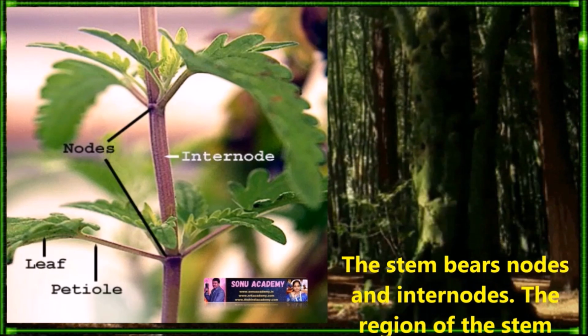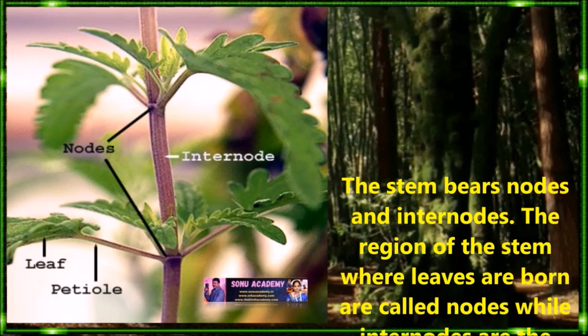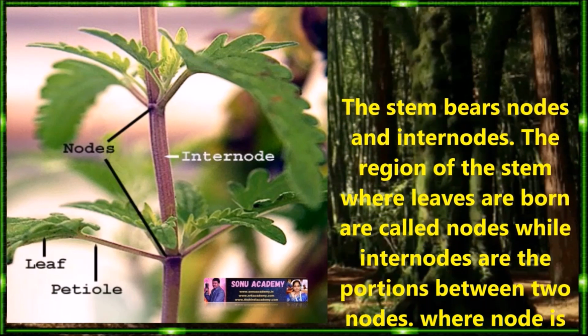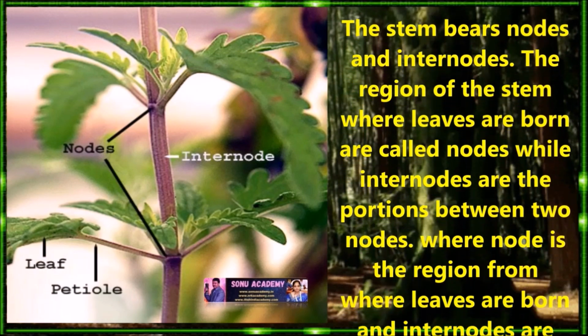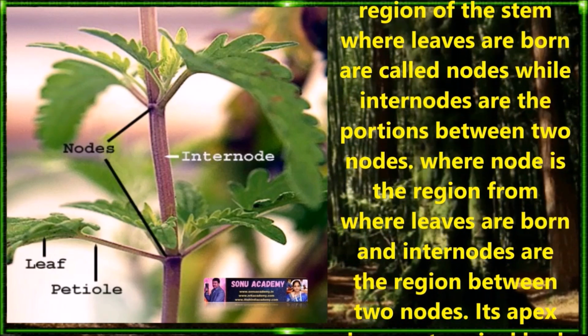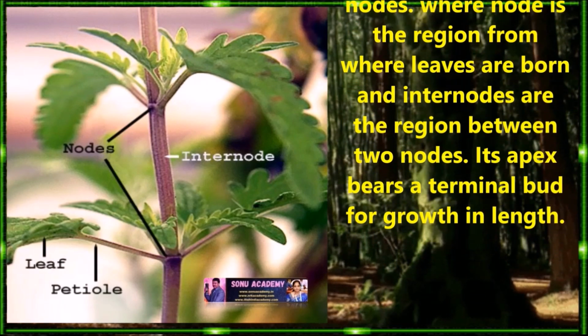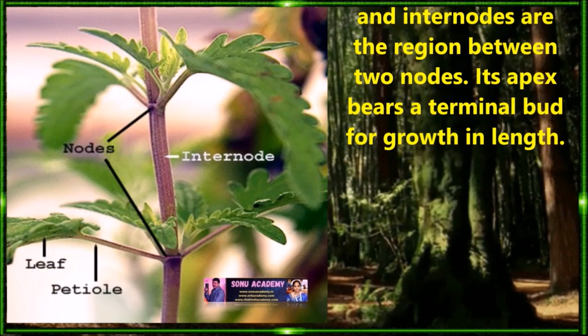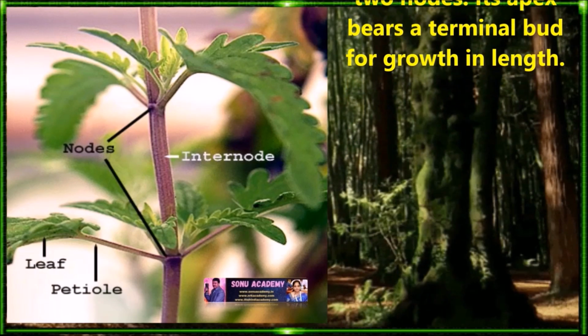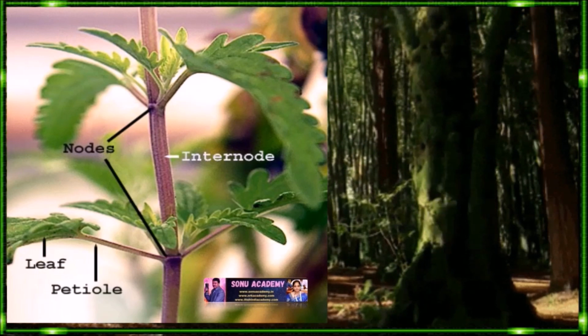The stem bears nodes and internodes. The region of the stem where the leaves are borne is called a node, while internodes are the portions between two nodes. Its apex bears a terminal bud for growth in length.